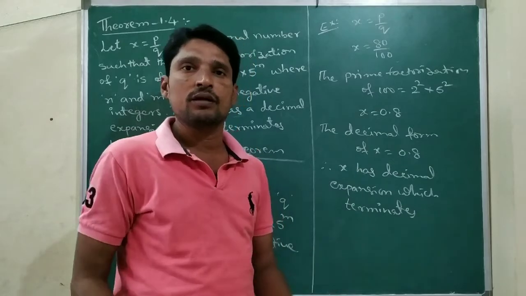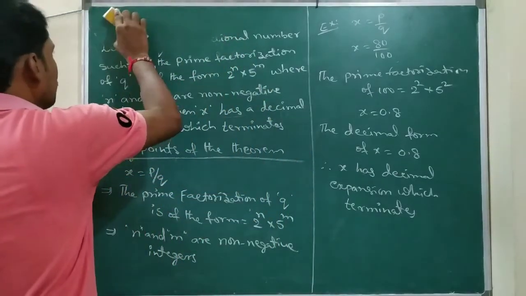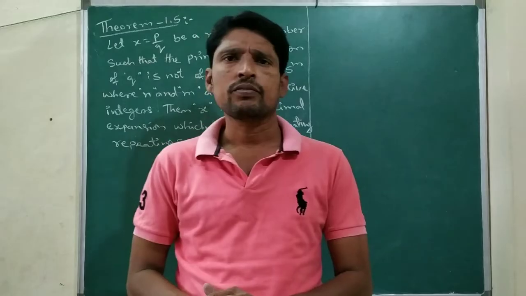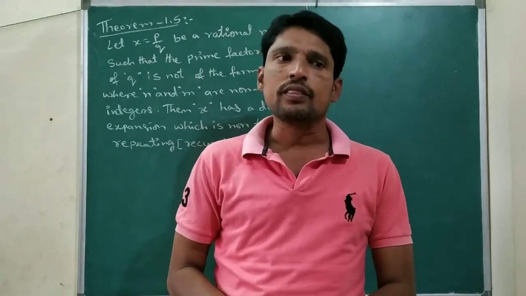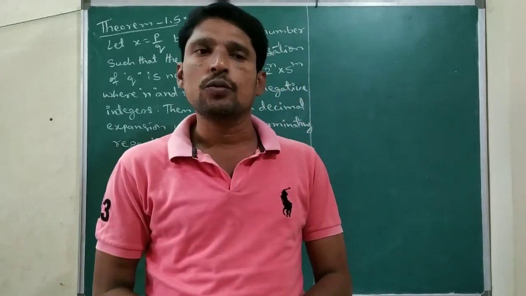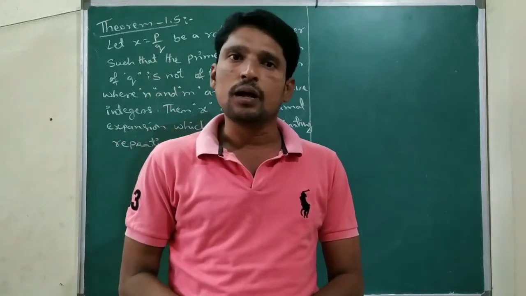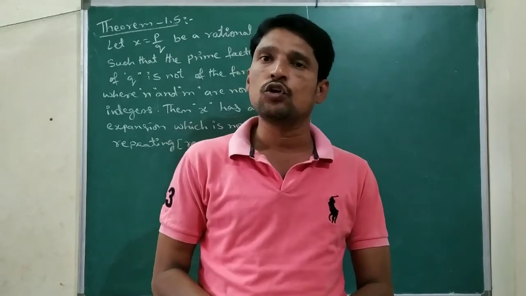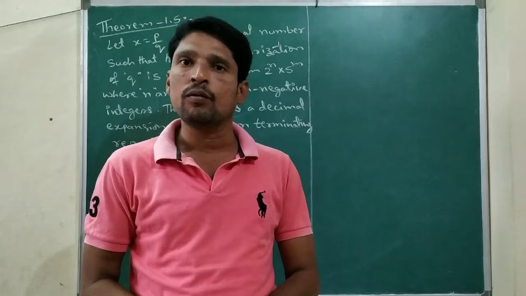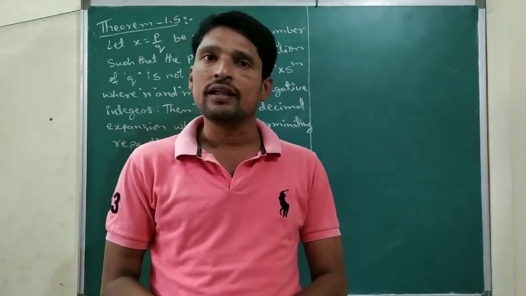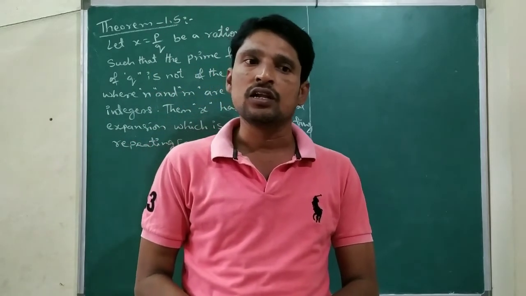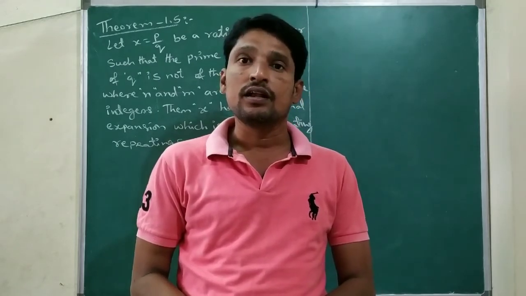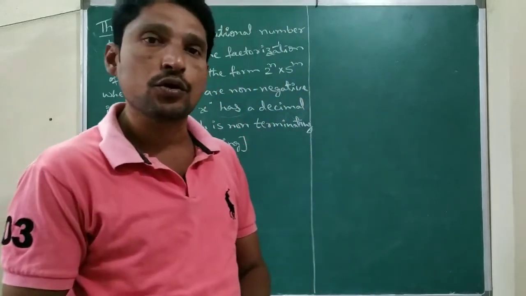Next, one more theorem we can see. Theorem number 1.5. Let x equal p by q be a rational number such that the prime factorization of q is not of the form 2 power n into 5 power m, where n and m are non-negative integers. Then x has a decimal expansion which is non-terminating and repeating, or recurring.